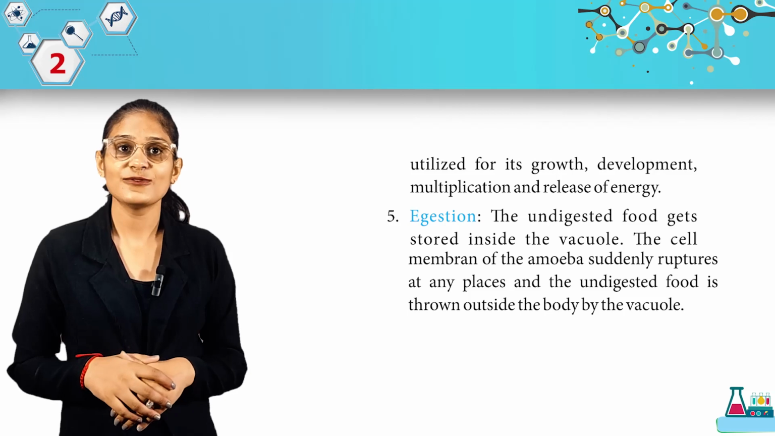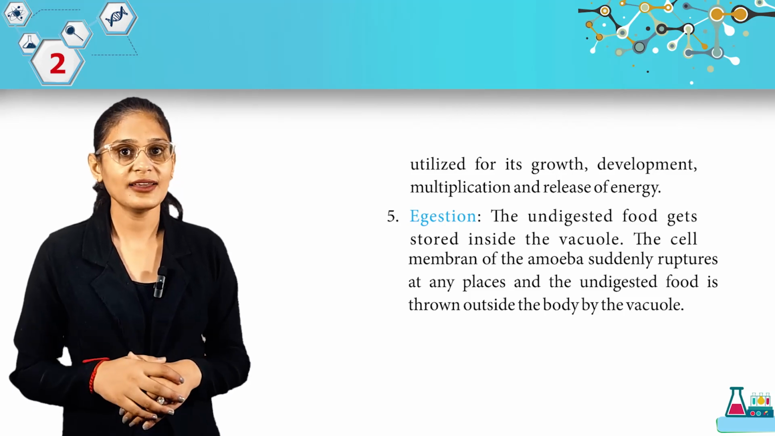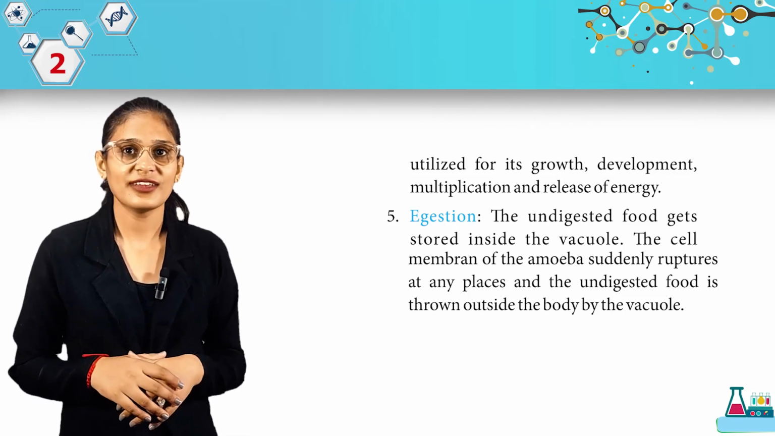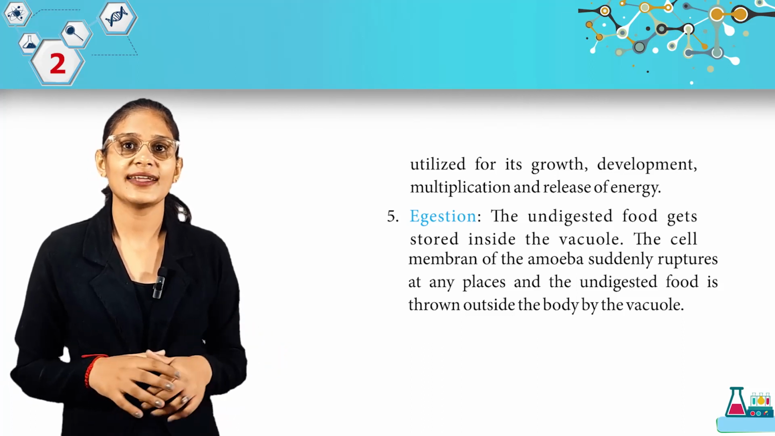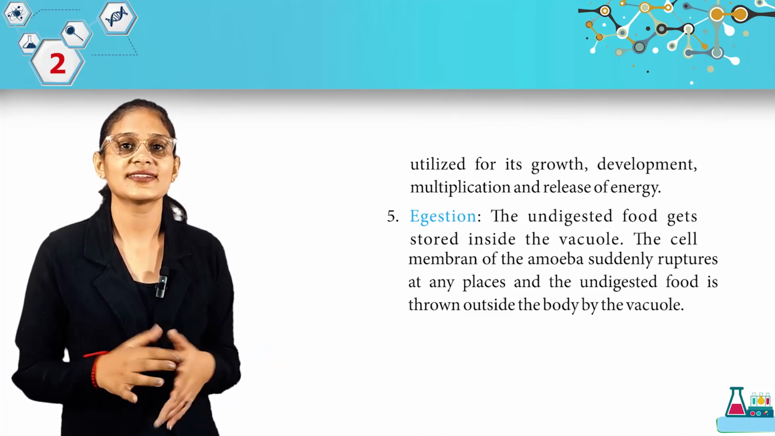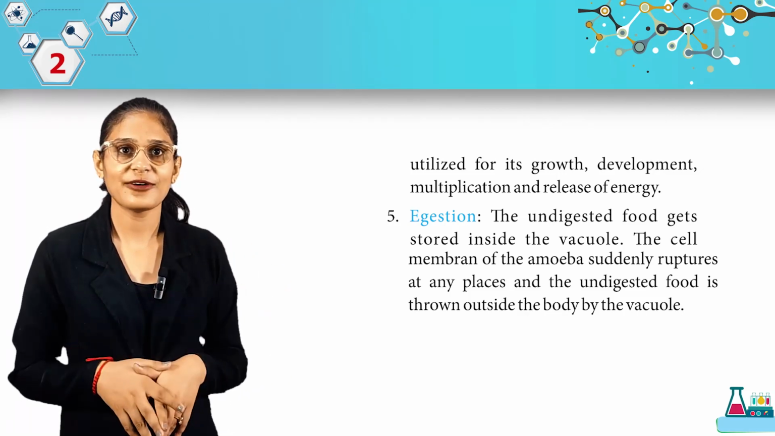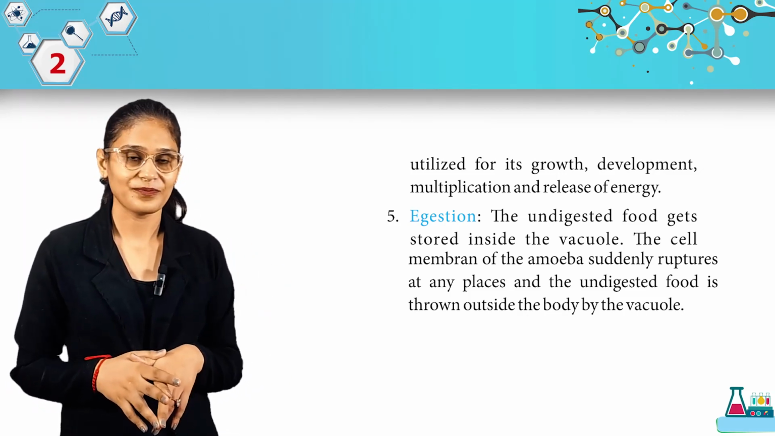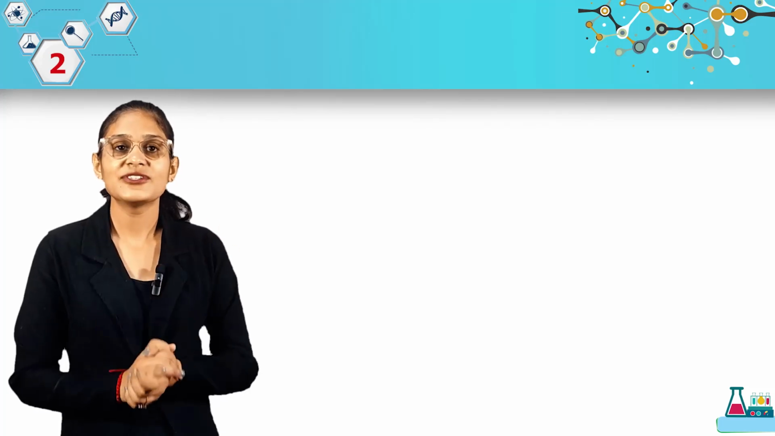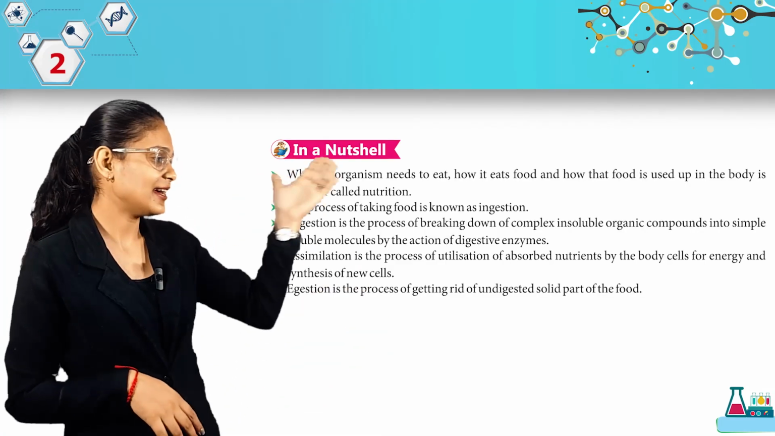The undigested food gets stored inside the vacuole. The cell membrane of the amoeba suddenly ruptures at any place and the undigested food is thrown outside the body by the vacuole. These are the different steps of nutrition in amoeba. What we learn in this chapter, now we will discuss it in a nutshell.